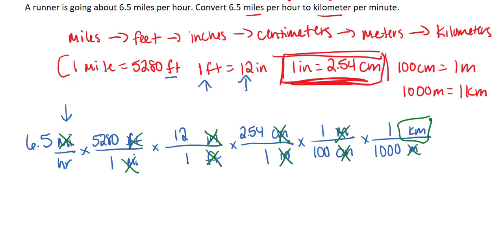So now let's look at time. We're just going to go from hours to minutes. Well, we know 1 hour is equal to 60 minutes. And so we can cancel out the hours because we put that on the bottom. And we're left with minutes, which is exactly what we want. We have kilometers per minute, kilometers on the top, minutes on the bottom.